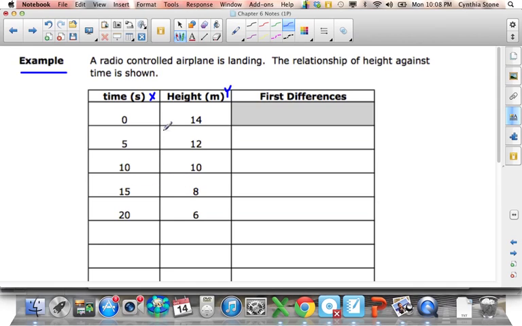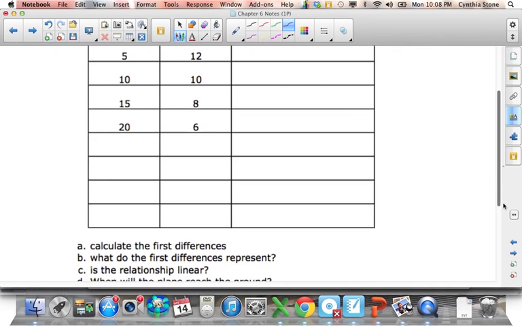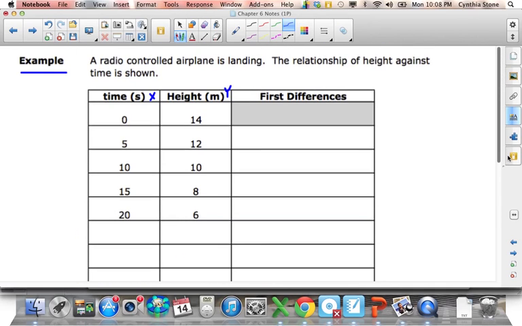I want to remind you, when we calculate our first differences, it's good to see how x goes up by a constant number: 0, 5, 10, 15. It doesn't have to be ones, as long as it's the same number every time. The question is to calculate the first differences. We have to have the x's go up by the same number every time, and we do.